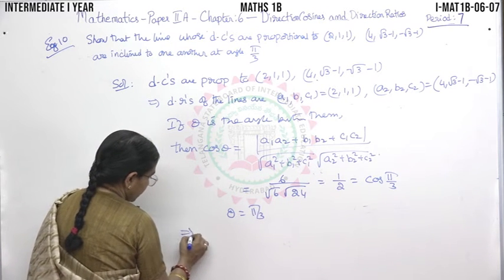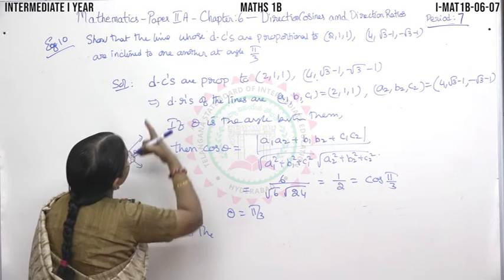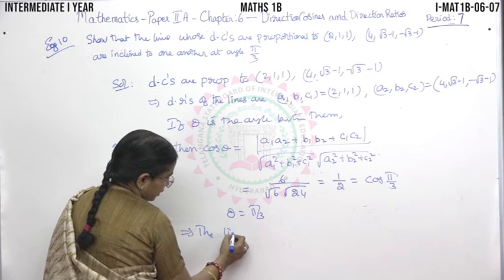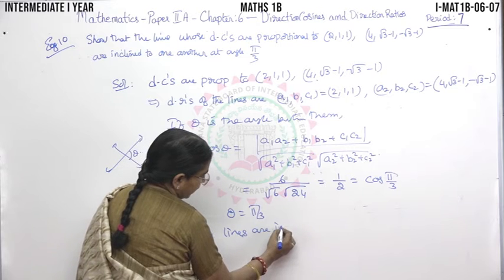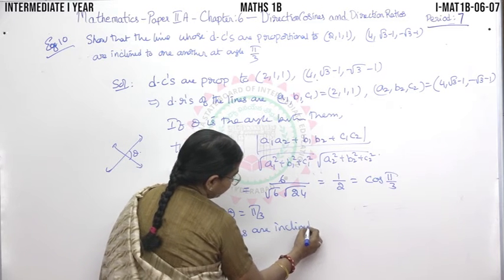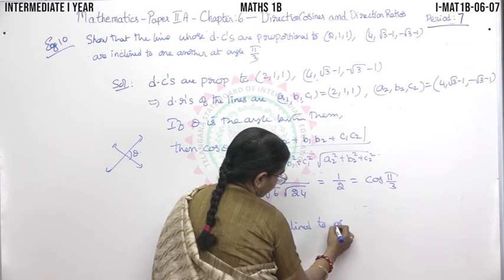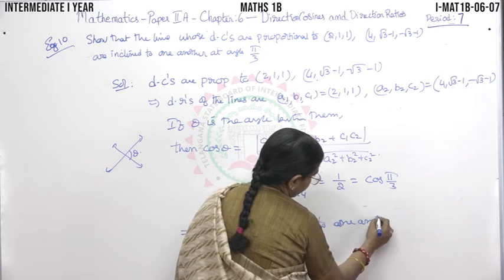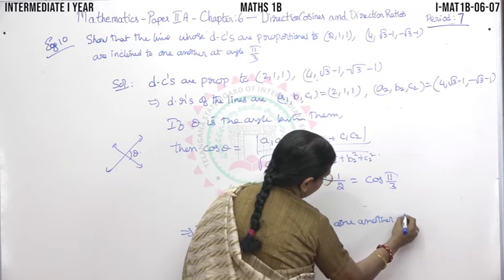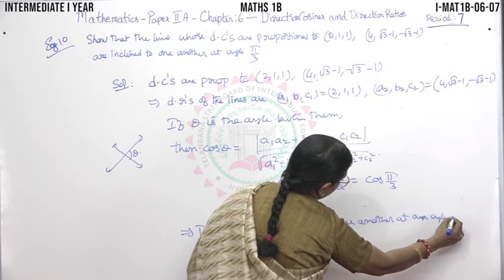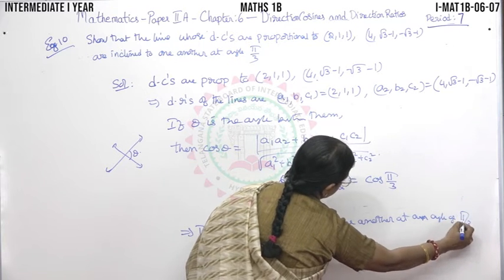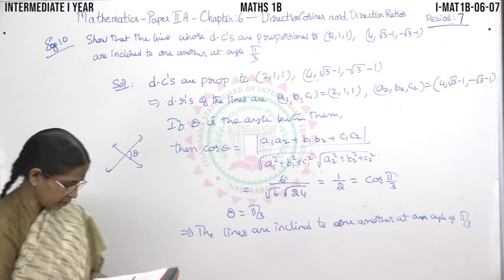So the lines are inclined to one another. That means the angle between them. The lines are inclined to one another at an angle of pi by 3, 60 degrees. So like this we do the problem.